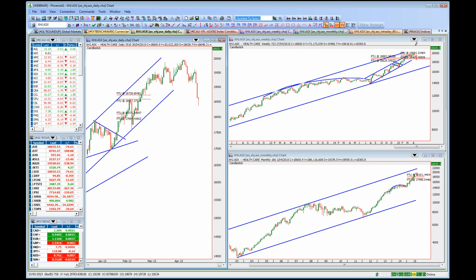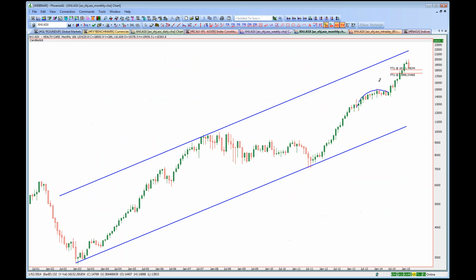Okay, that looks familiar again. On the daily, you can see another bearish flag there. On the monthly, we can see it went past our original target. That's where it was. I had nothing else to say it was going higher.